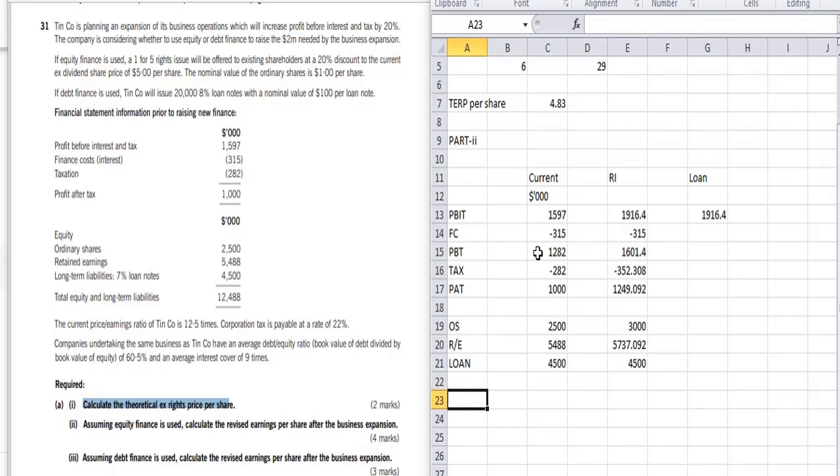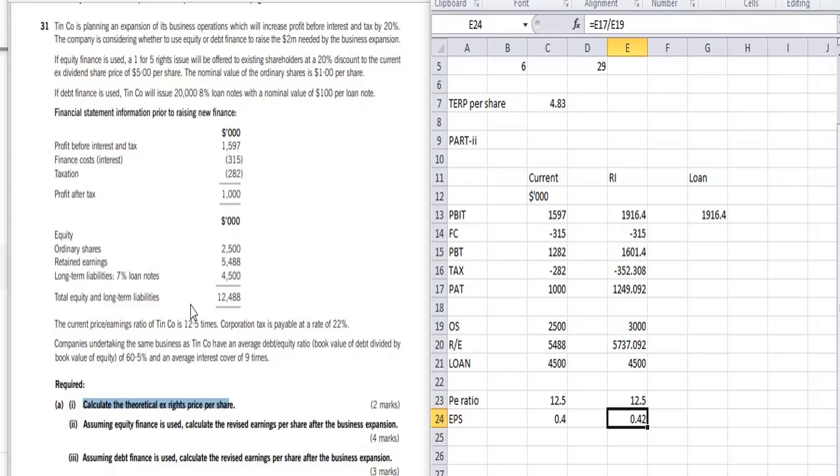After that, the question has told us the PE ratio is 12.5 times. So we can calculate EPS, current EPS, and how do we get that? Profit after tax divided by number of shares, which currently is 2,500 because the nominal value is 1. The PE ratio won't change, we do have to calculate the EPS. Okay, so we got EPS of 0.42. This is the requirement of the second part.